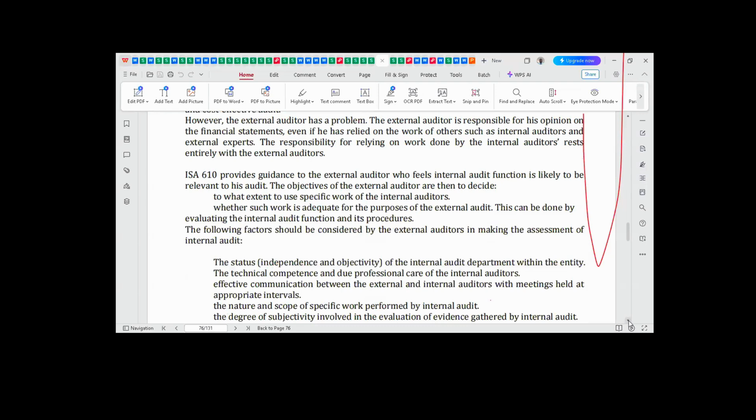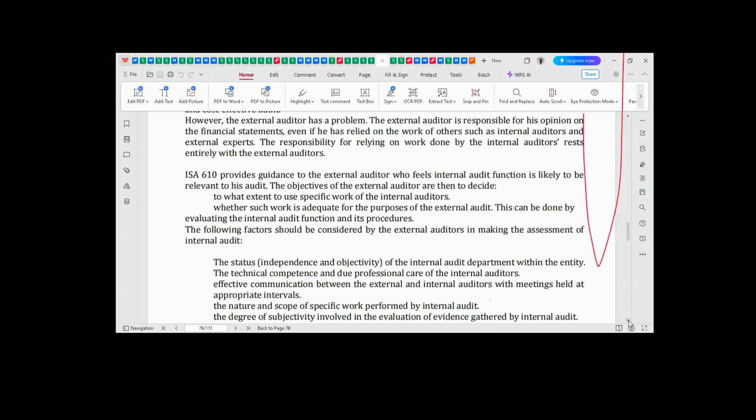Number one, you need to check the status, that is, the independence and objectivity of the internal audit department within the entity. How independent and objective are they? Is the department just existing as a rubber stamp, just for formality's sake, or is it actually delivering on its core values?